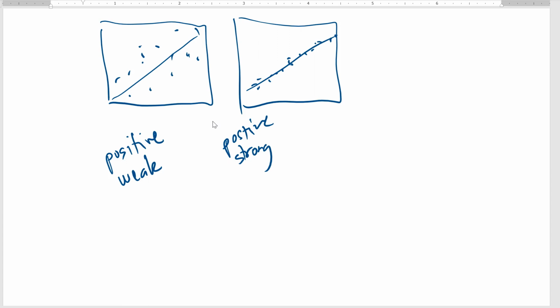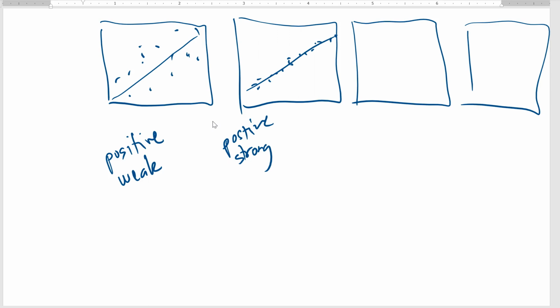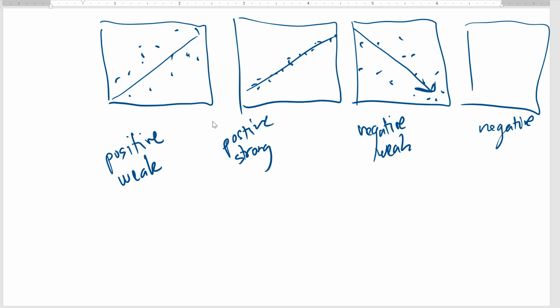We can also have a negative weak, where the data is going overall downward, and weak means the data is kind of spread out, but overall it's going downward. Or you can have negative strong, which is where on the line the data is still going down, but it's a lot more clustered.